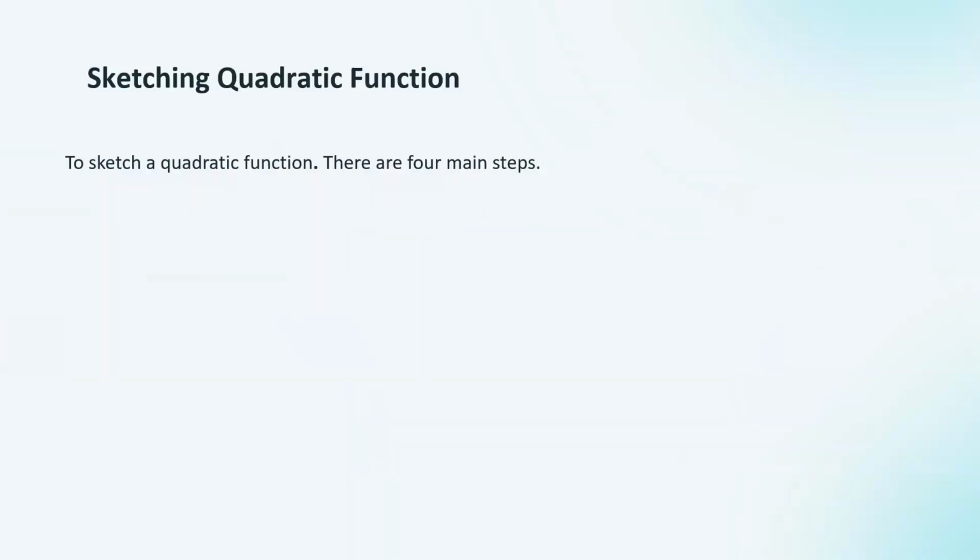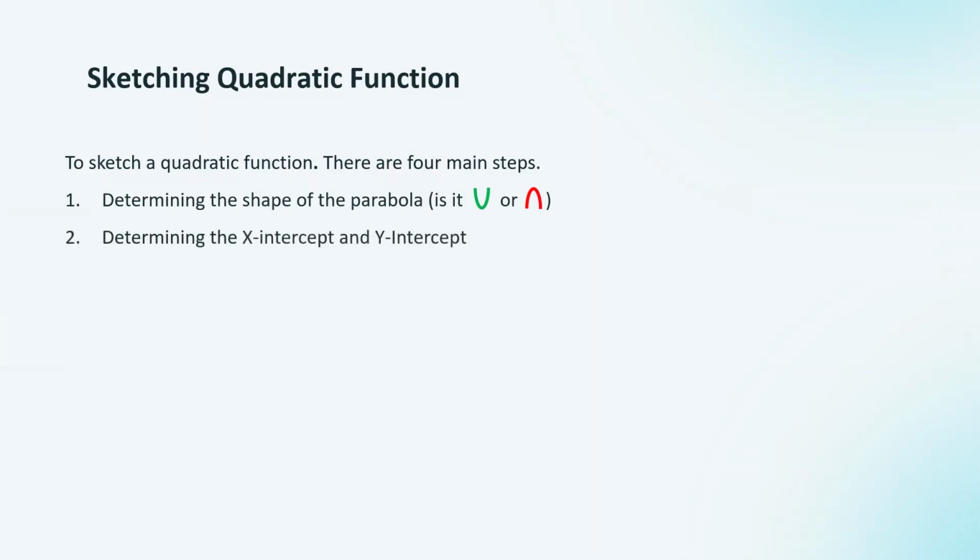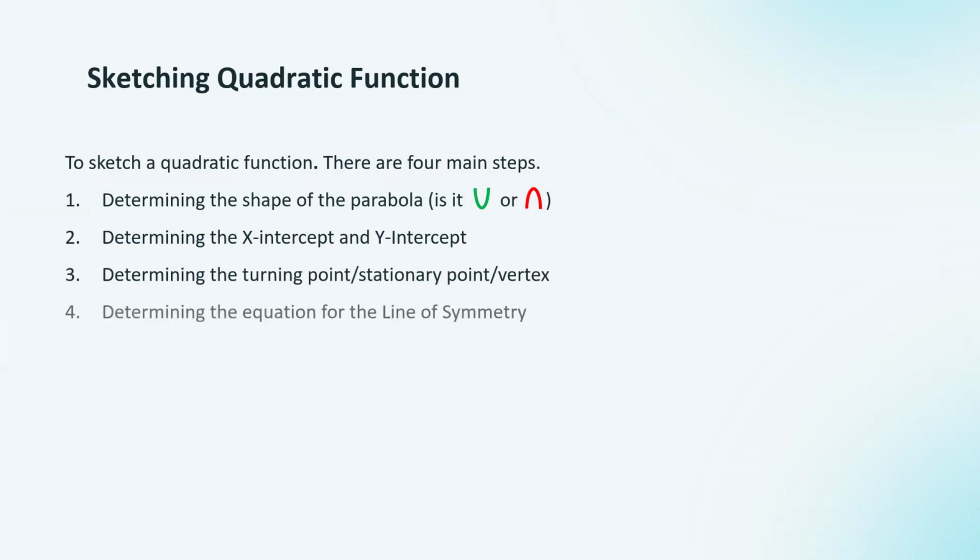To sketch a quadratic function, there are four main steps. The first one, we need to know whether the shape of the parabola is going to look like a happy face or a sad face. The next step, we need to find the x-intercept and the y-intercept. And the third step, we need to find the turning point or the stationary point or the vertex. And the last step, we need to find the equation for the line of symmetry. And we're also going to look at how we can try to derive a quadratic function from its graph.